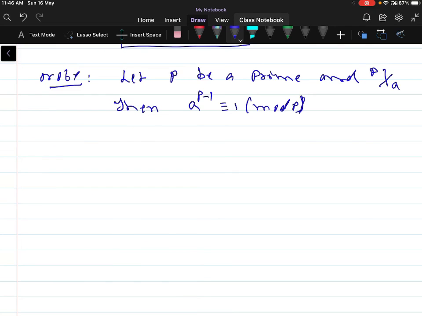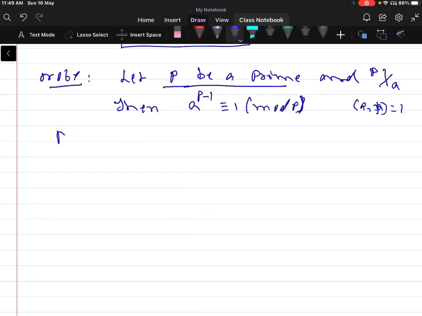So now let me recall Fermat's theorem. If P is a prime and P does not divide A, it means that GCD of A, P is equal to 1, then A power P minus 1 is congruent to 1 modulo P. So this is the statement of Fermat's theorem.